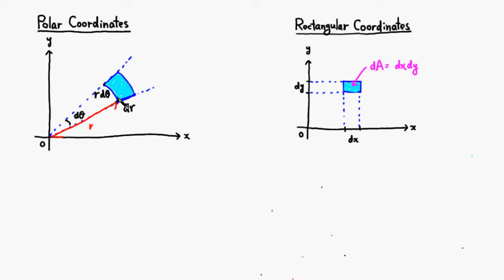So if you want to express the area element, dA, pretend that this is just a rectangular region. It's going to be dr times r d theta, so I'm going to write it as r dr d theta, which is the familiar area element for polar coordinates. That's it. I hope that this was clear.